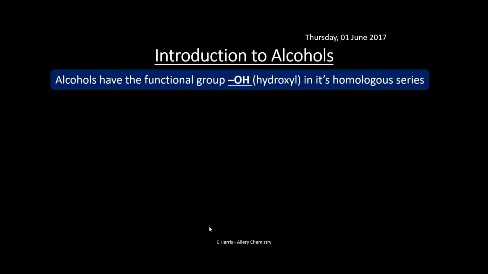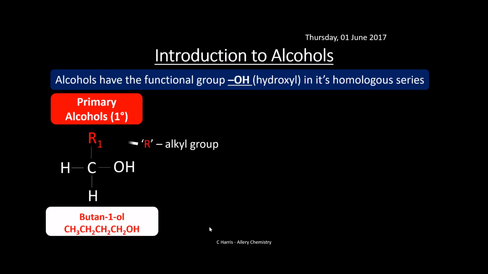Okay, so let's have a look at some alcohols. Alcohols all have that functional group, as you've seen, the OH, which is a hydroxyl group in its homologous series. Now, primary alcohols basically have an alkyl group attached to a carbon, which is attached to an alcohol. But for it to be primary, the alcohol must be attached to a carbon, which it always will be, which is then attached to one other carbon, which in this case is primary. So, for example, butan-1-ol.